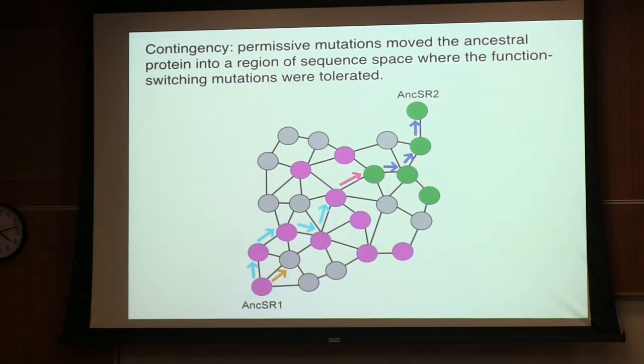So we see a kind of evolutionary contingency again. Permissive mutations occurred, which moved the ancestral protein into a region of sequence space where the function switching mutations could be tolerated. The acquisition of those permissive mutations could not have been driven by selection for the new specificity because they make no direct contribution to the specificity itself. So they may have occurred by drift, they may have been selected for some other function. In either case, selection for the new function is not sufficient to have driven the evolution of the genotype by which the new function was conferred.